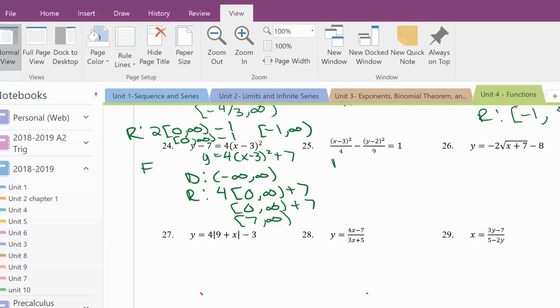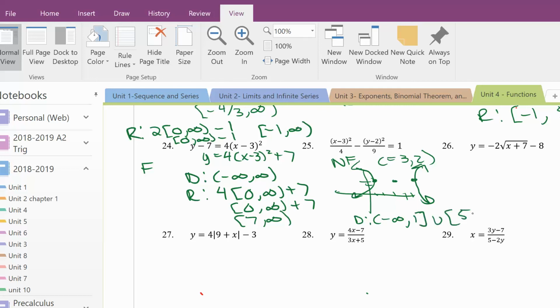The hyperbola here is not a function. The center is 3, 2. Remember, because x is first, if the center is 3, 2, then this tells you to go to the left. So their parabolas are going to go sideways. And then to the right, and the parabola is going to go sideways again. So the domain is negative infinity to 1, union 5 to infinity, and the range is all reals.